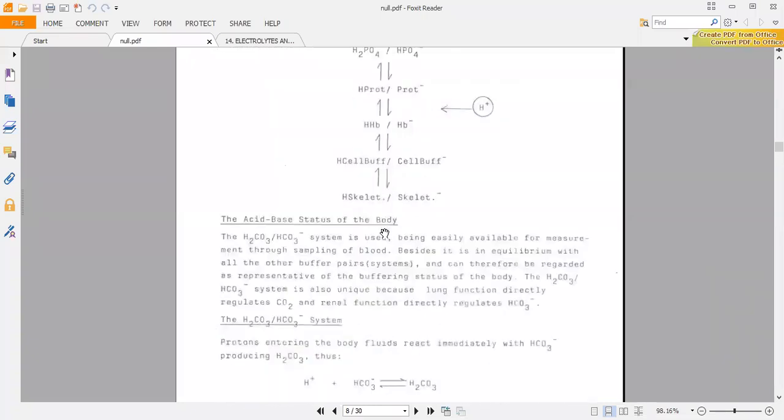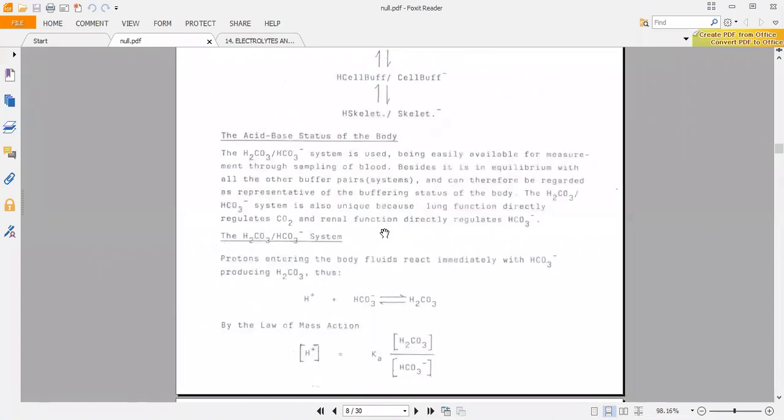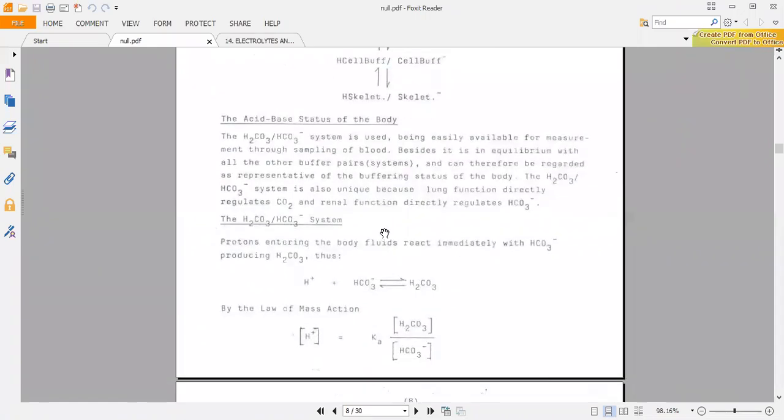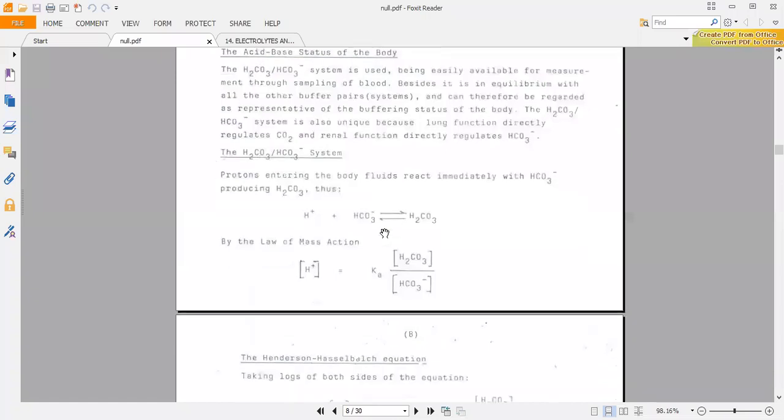Good. Now, as I said, the first buffer system that we are going to talk about is the H2CO3, the bicarbonate buffer system. What's going to happen is that, as I said, we get bicarbonates from carbon dioxide and water. That will give us H2CO3. Now, when you get this H2CO3, it's going to dissociate into H plus and then HCO3 minus. Okay, good. So this system is the buffer system.